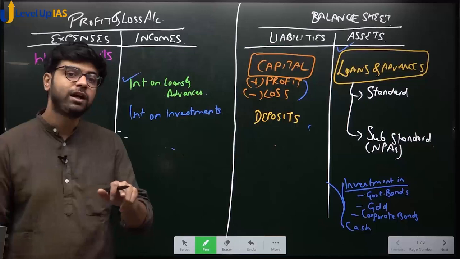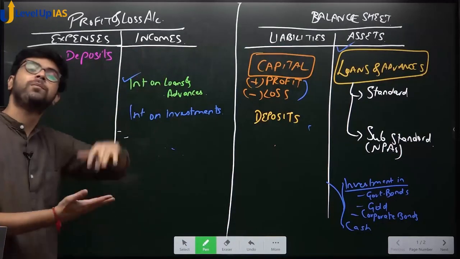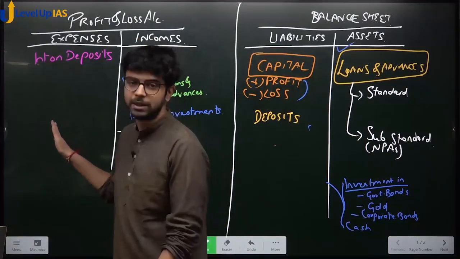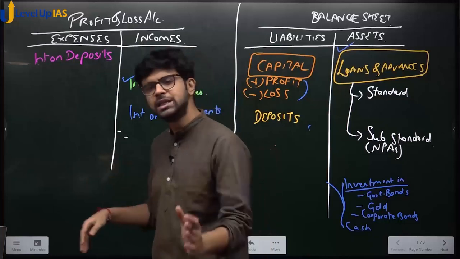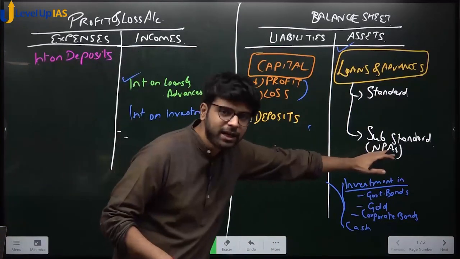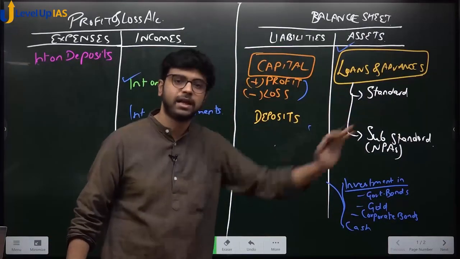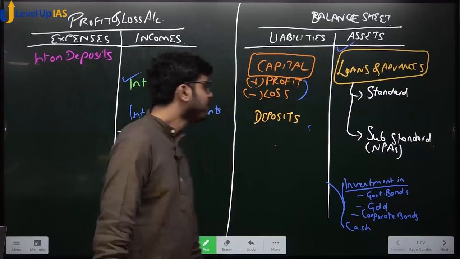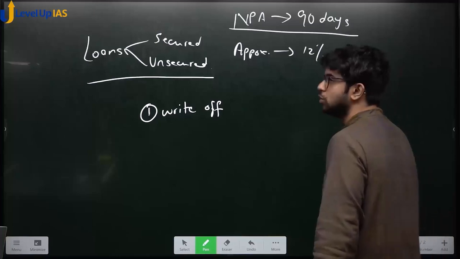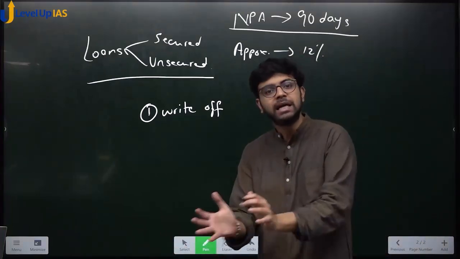Why are you writing it off little by little? Because if you write the entire 100 here, then your entire year's loss would be increased by an exponential amount. Pura 100 expense aa gaya, matlab your loss would be huge. So dheere dheere you write. Theek hai? Little by little you keep on reducing here, depending on the recoverability. Samjhaiye? Theek hai? So this is known as, very important, so can I say you are providing for your NPAs, which means you are keeping some money aside.